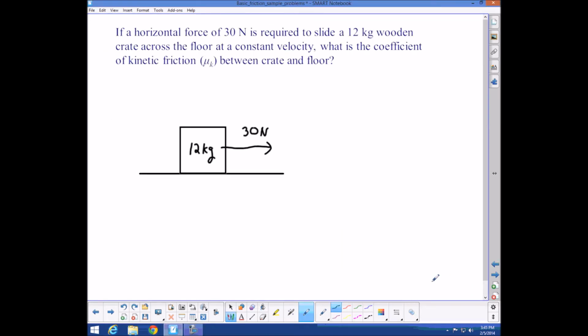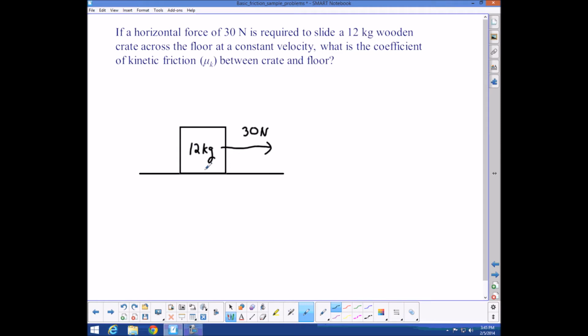In this next problem, we have a wooden crate that's being slid across the floor at a constant velocity. There's a force of 30 newtons pushing on it to the right to keep it moving at a constant velocity. And we're going to calculate the coefficient of kinetic friction between the crate and the ground.